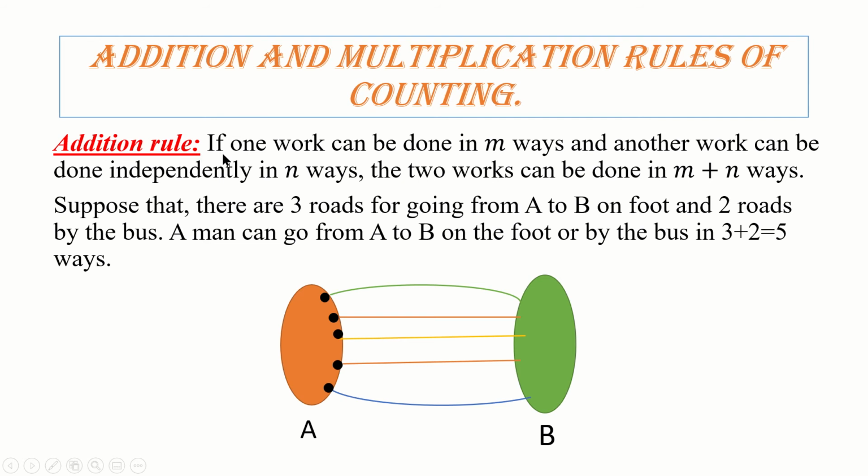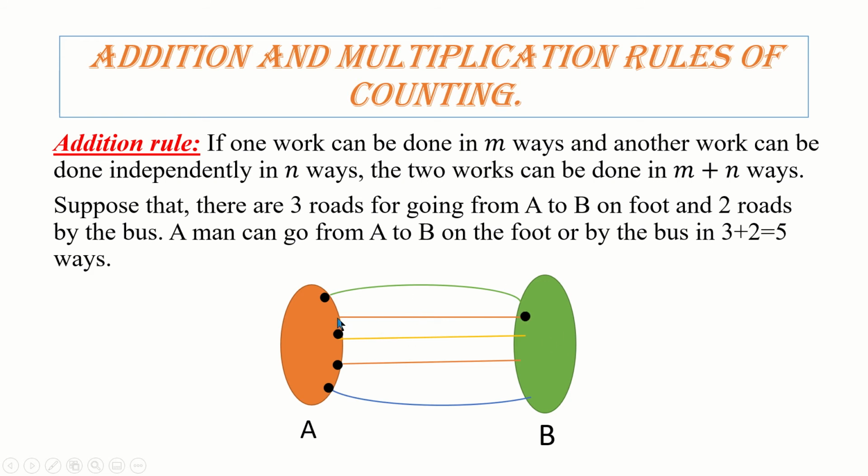So, addition rule: if one work can be done in m ways and another work can be done independently in n ways, then the two works can be done in m plus n ways. Suppose that there are three separate roads for going from A to B on foot, and two roads by the bus. A man can go from A to B on foot or by the bus in 3 plus 2 equal to 5 ways. Okay.